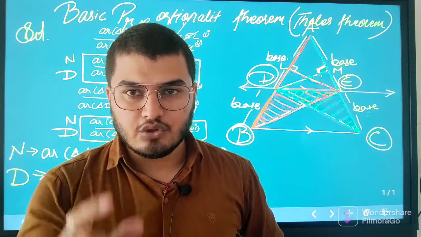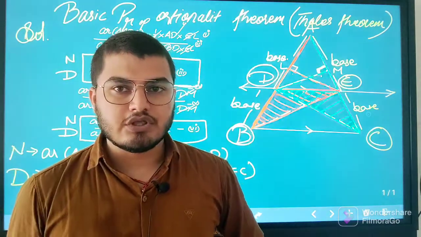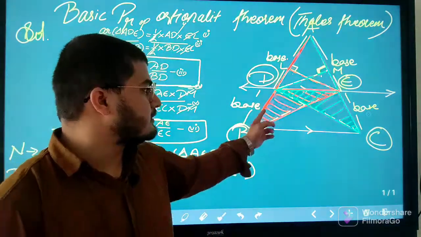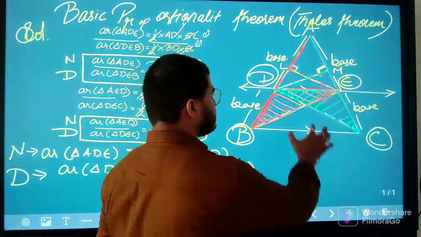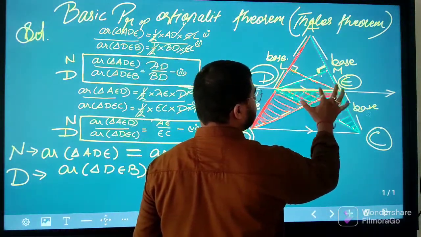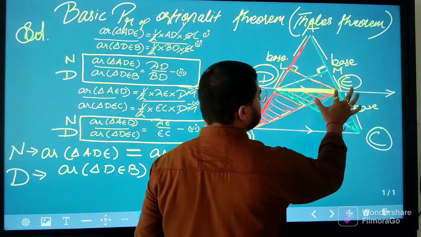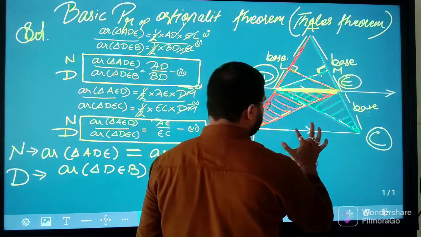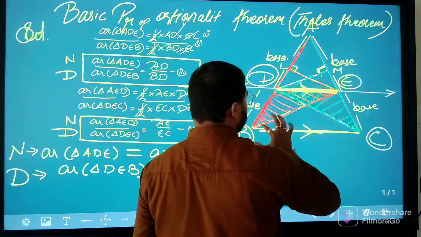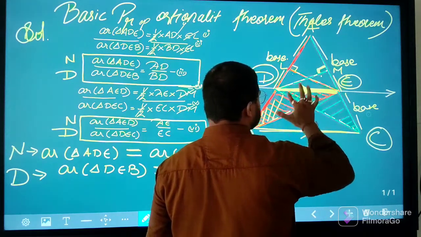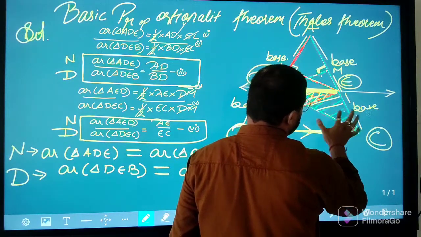Yes, you heard me right. You can write down the theorem. This theorem was in class 9th. The theorem says that when two triangles are drawn on the same base, here the same base is DE, and they are between the same parallel lines, their areas are equal. So the area of this triangle will be equal to the area of this triangle.